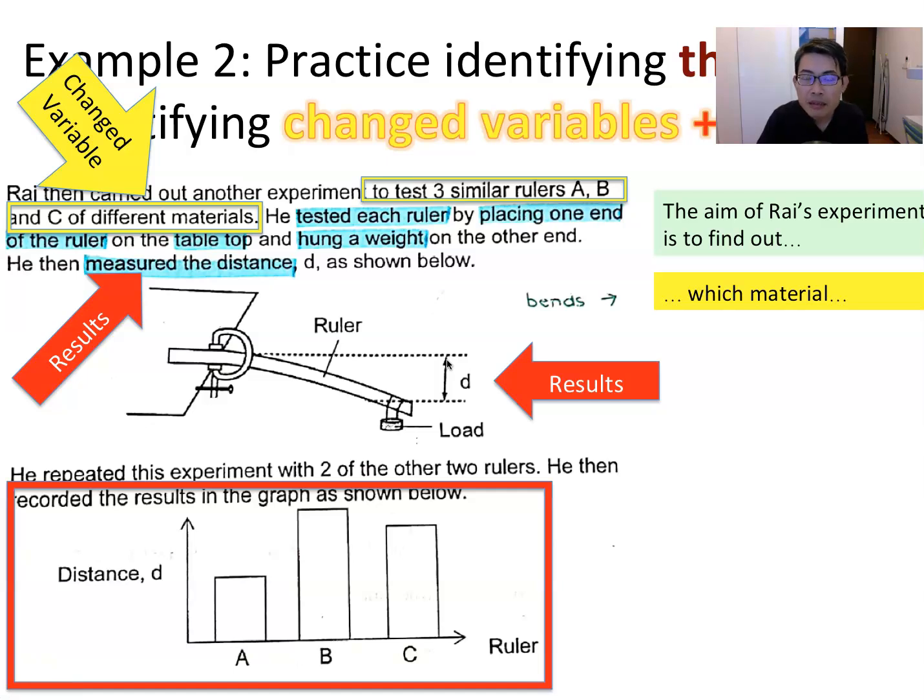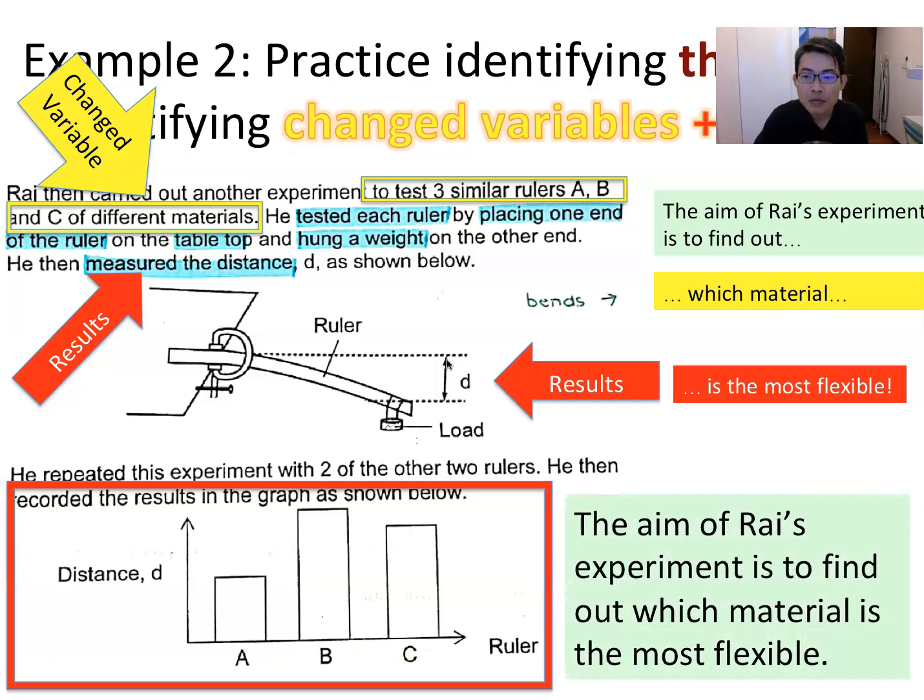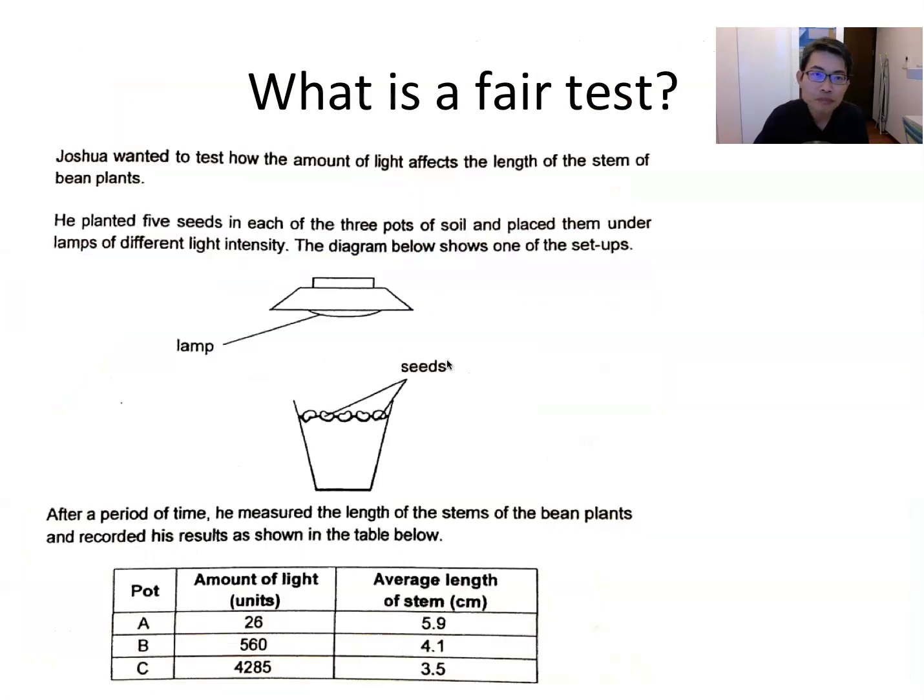And bending tells us this property that Raj is trying to investigate is the flexibility. You're right, flexibility of the material. So which material is the most flexible? So let's put it together. If the question is, what is the aim of Raj's experiment? You will write down, the aim of Raj's experiment is to find out which material is the most flexible.